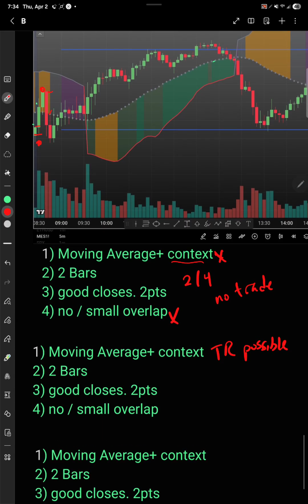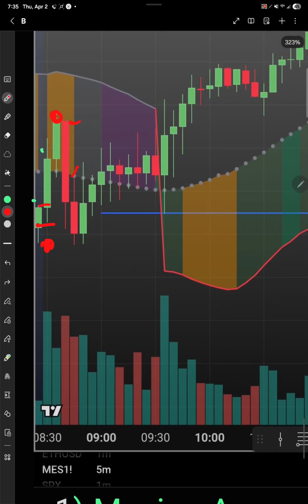Do we have 2 bars? Yes, we do. So, trading range possible, but does it meet the context? Well, the context in the moving average is just going to influence what you're trying to do. If it's in a trading range and I want to buy low down here, I should be able to do that. So I'm going to give it those points. 2 bars, it gets that. Good closes.